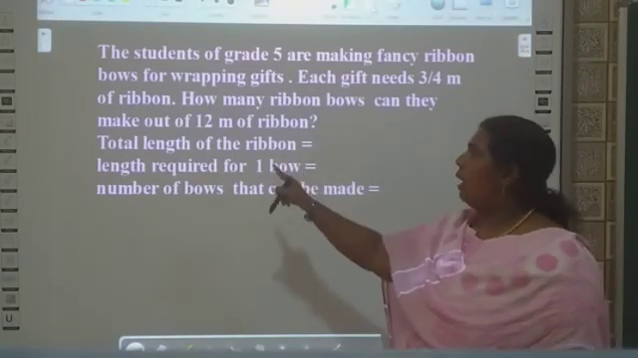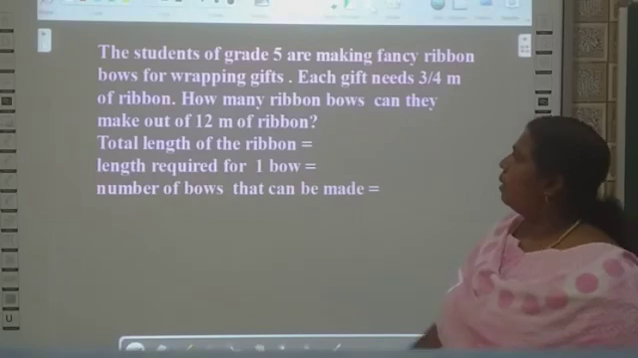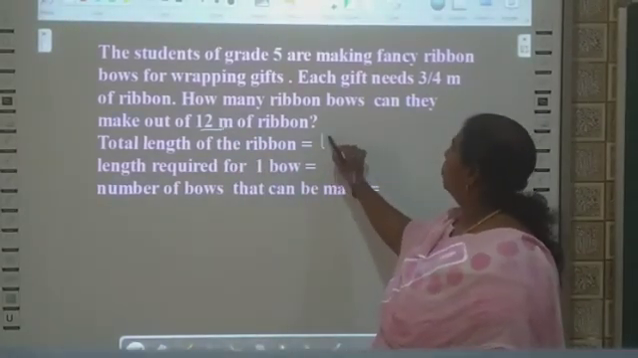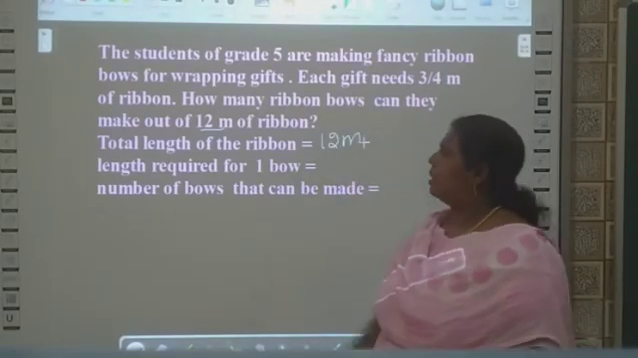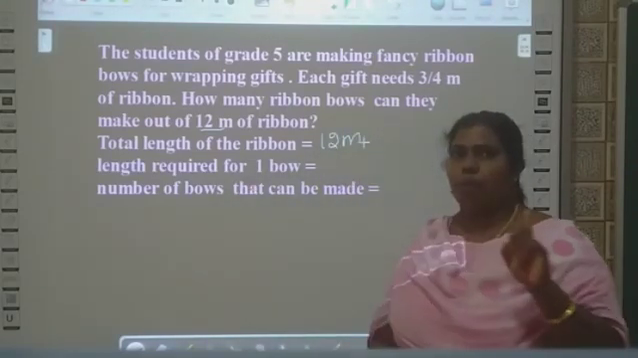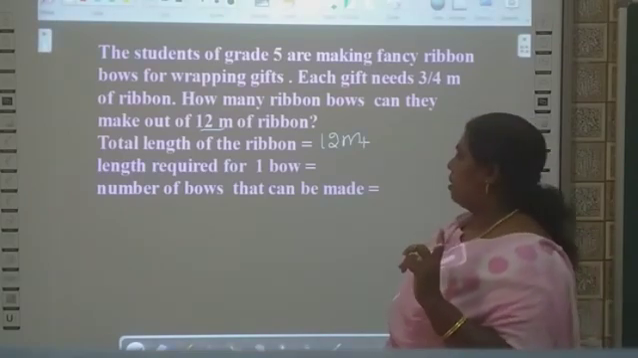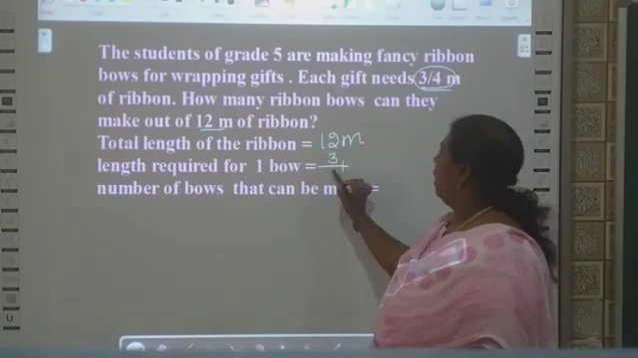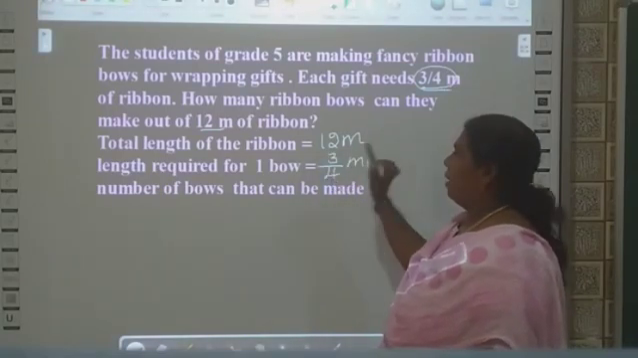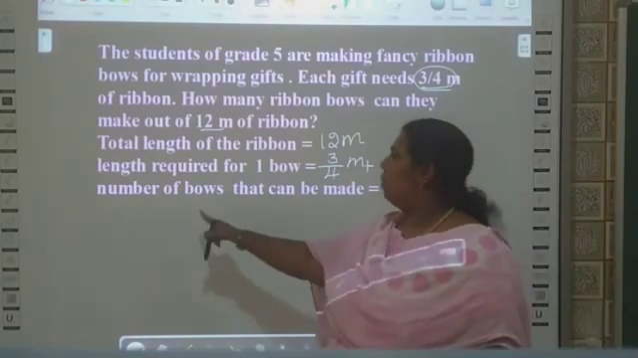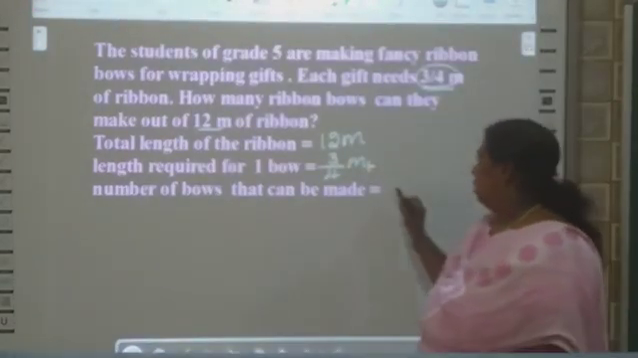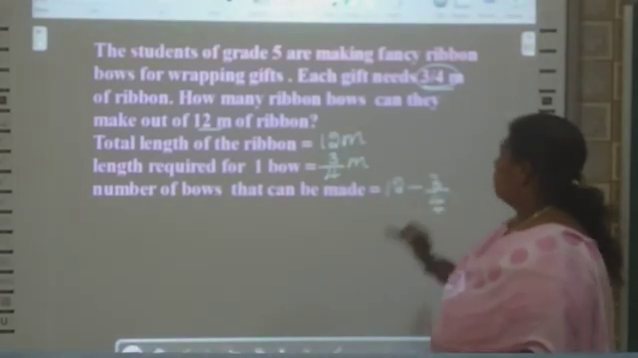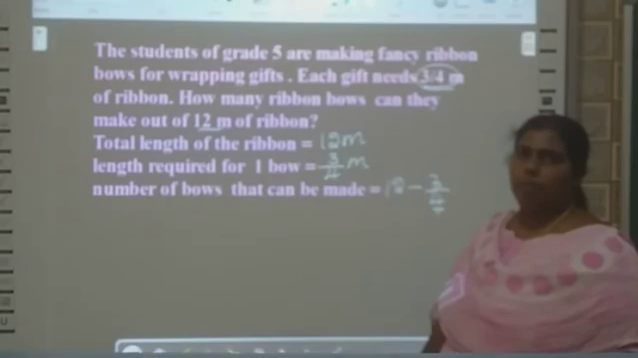So first, total length of the ribbon. Length of the ribbon is how much? 12 meter. Length required for one bow. One bow, how many meters needed? 3 by 4 meter. 3 divided by 4 meter. Understand? So the question, number of bows that can be made, is 12 divided by 3 by 4.